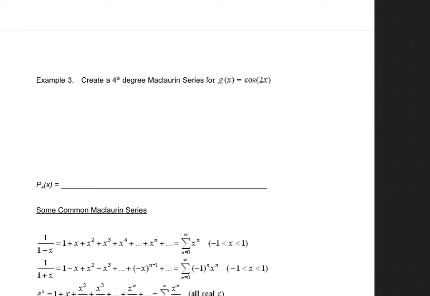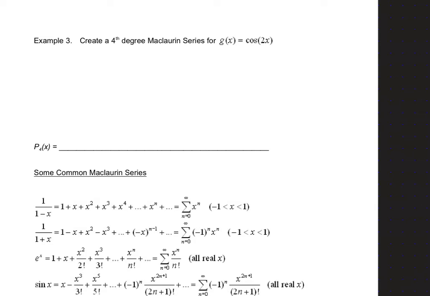We're going to create a 4th degree Maclaurin series. I think we've done this before, but hopefully extra practice doesn't hurt. Let's remember to be creative. So we know cosine, hopefully we know, is going to be 1 minus x squared over 2 factorial. And then we want a 4th degree, so we'll stop with the x to the 4th. We'll replace the x's by 2x's to get the quantity 2x squared over 2 factorial and the quantity 2x to the 4th over 4 factorial.